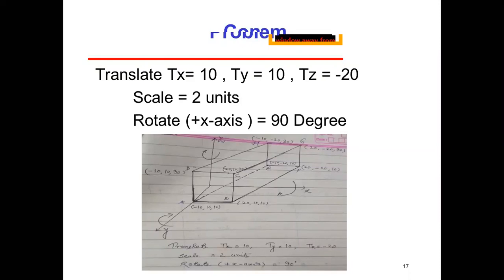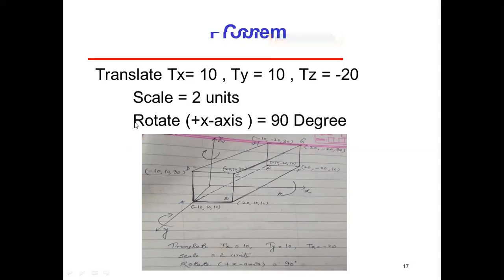Now we can calculate. There are 8 vertices here: O, A, B, C, D, E, F, G, H, and their coordinates are given. Now we have to calculate the new coordinates for this, and we know the translation values: Tx is 10, Ty is 10, Tz is minus 20, scale 2 units, rotate about the positive x-axis. We are going to rotate this cuboid about the x-axis, and the value of theta is 90 degrees.